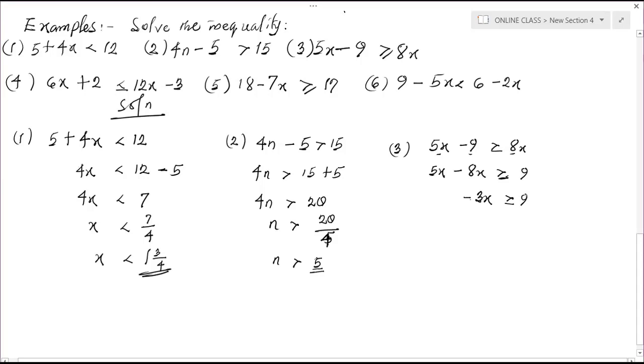Now don't forget the rule: minus 3 is leaving the place. So naturally, this sign will change to less than or equal to 9 divided by minus 3. So our final answer is x is less than or equal to minus 3. Do you understand this? Yes. So you can now solve number 4. Solve number 4 first.